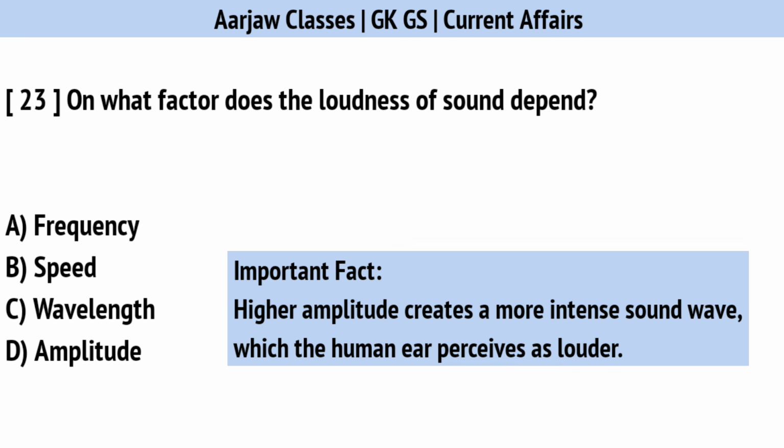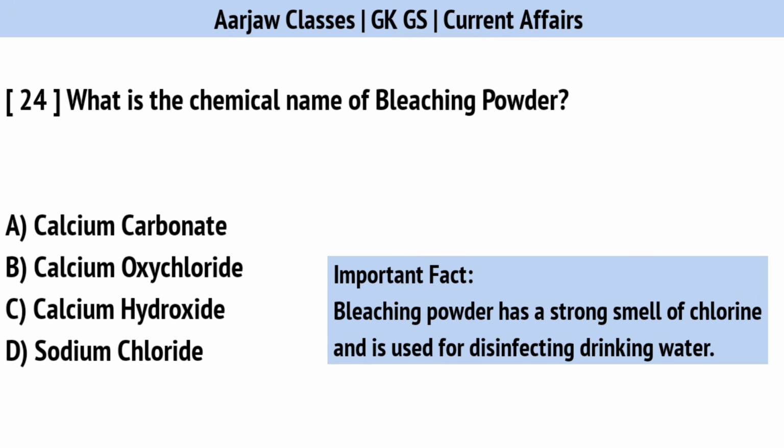On what factor does the loudness of sound depend? Correct option is D, amplitude. What is the chemical name of bleaching powder? Correct option is B, calcium oxychloride.